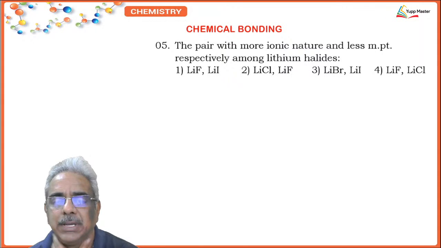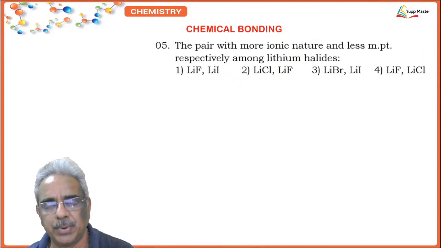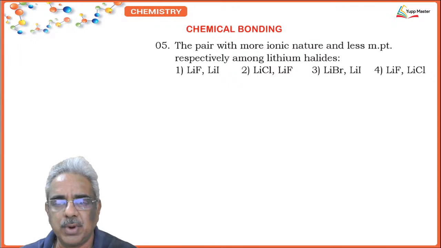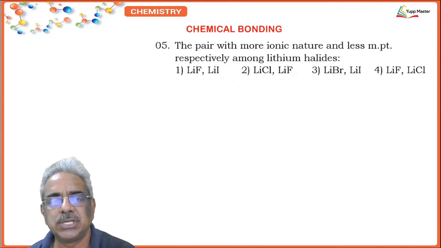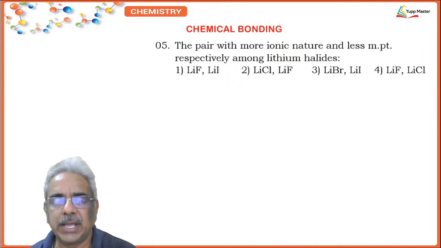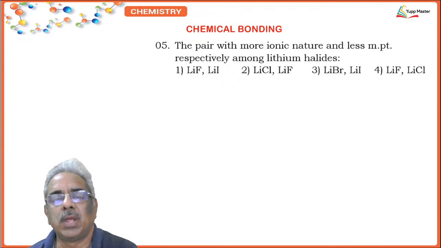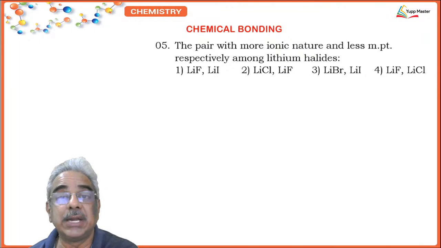See, what do you mean by this melting point? Ionic nature should be more, melting point should be less. He wants to identify two compounds: the least melting point compound and the high ionic nature compound. First of all, we need to think of ionic character and covalent character also, and at the same time how to decide the ionic nature.